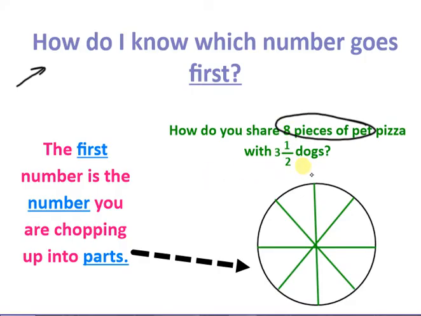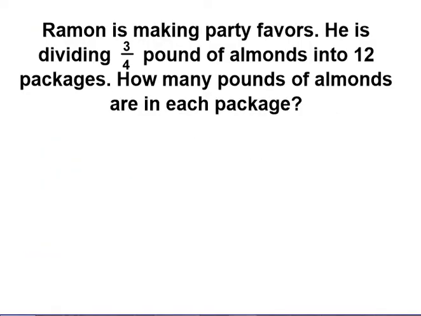Now, you really can't have half of a dog, but that's a different story. We're going to continually ask ourselves, what number are we chopping up? So let's take a look at our first problem. All right, so Ramon is making party favors. He's dividing 3/4 pound of almonds into 12 packages. How many pounds of almonds are in each package?